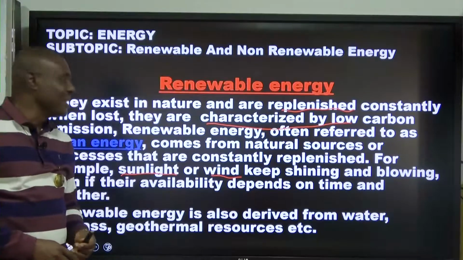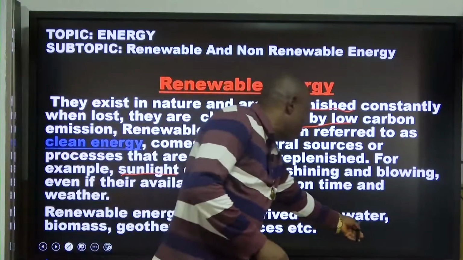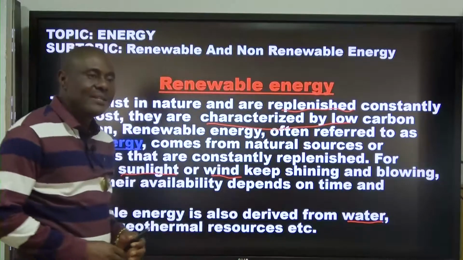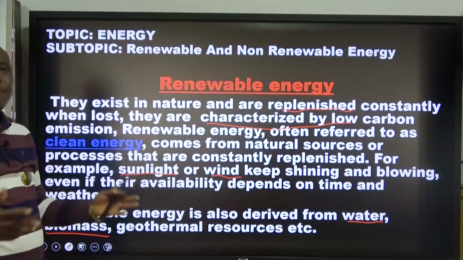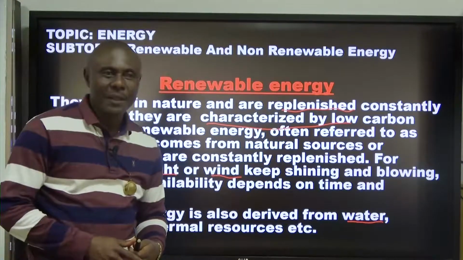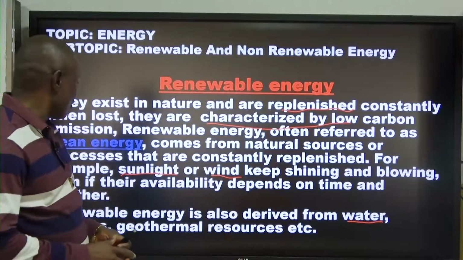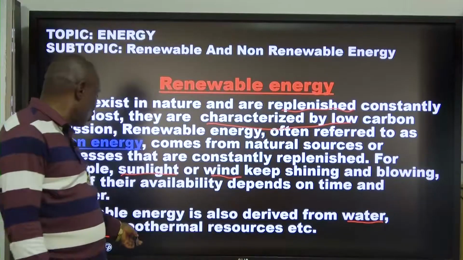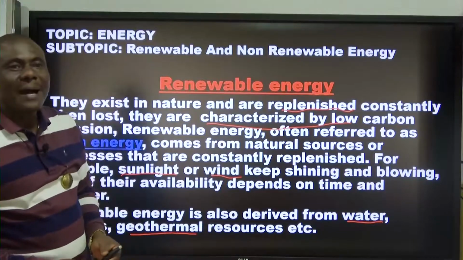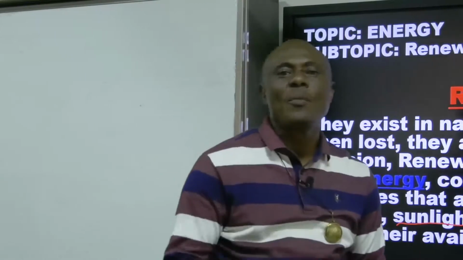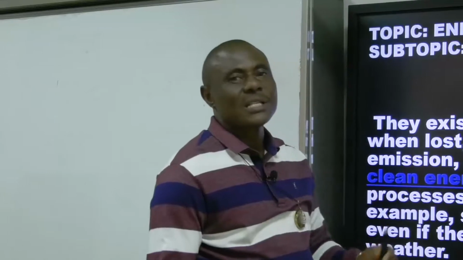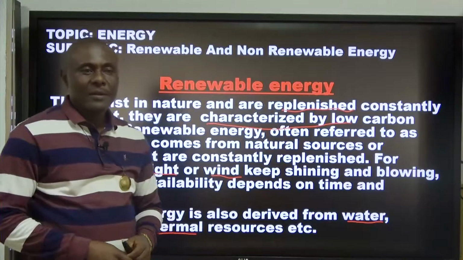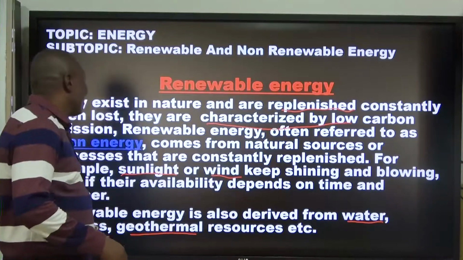Renewable energy can also be derived from water. Apart from the wind and sun, it can also be derived from biomass. Biomass are components of plant resources. It can also be derived from geothermal resources. Geothermal resources mean heat that is coming from underneath the ground. These are sources of renewable energy. Now, let us proceed.